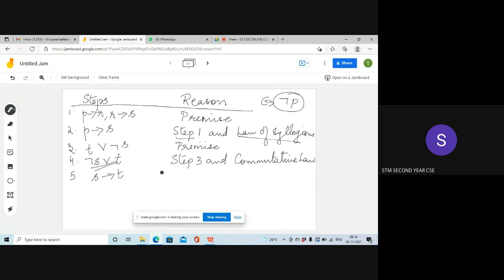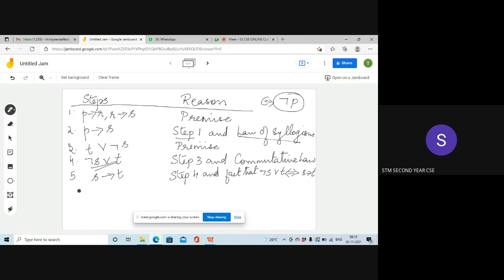So that is the reason: I have applied step 4 and the fact that not S or T is logically equivalent to S implies T. Okay.